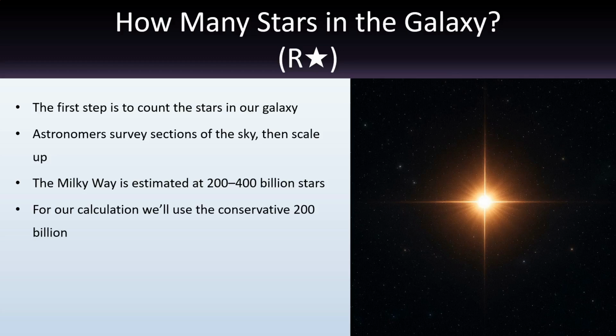Across many studies, the consensus is clear. The Milky Way holds between 200 and 400 billion stars. That's hundreds of billions of chances for planets in just one galaxy.